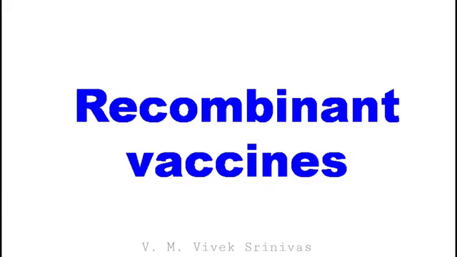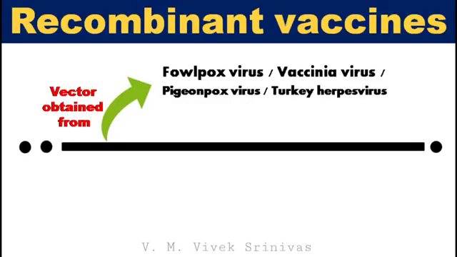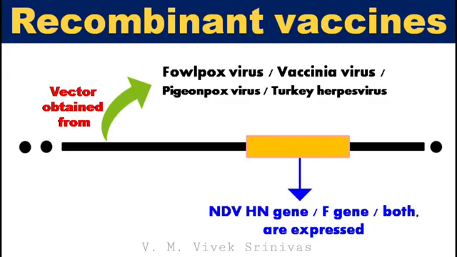There are also recombinant vaccines available for Newcastle disease, in which fowlpox virus, vaccinia virus, pigeonpox virus, or turkey herpesviral genome is ligated with the hemagglutinin-neuraminidase gene and the fusion gene of ND virus, and expressed.